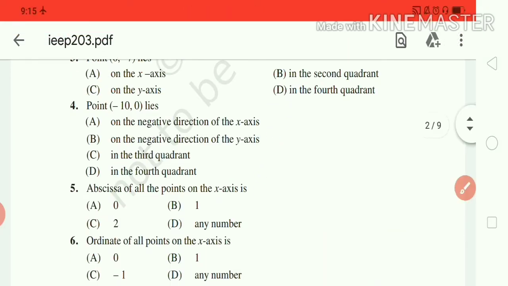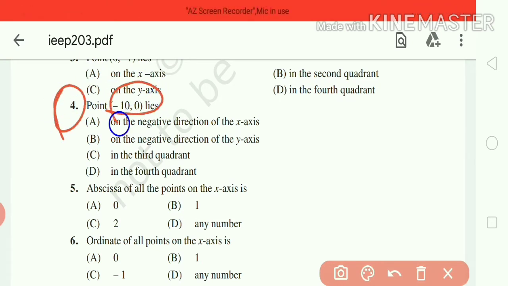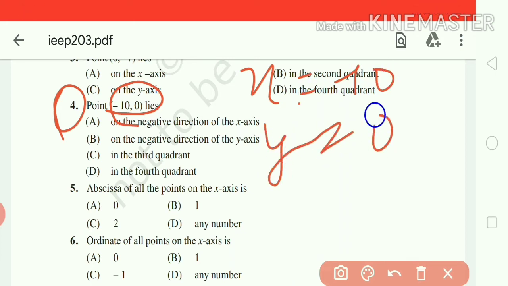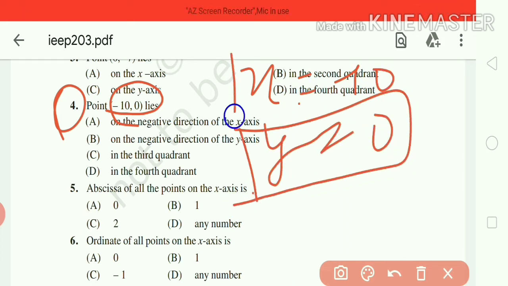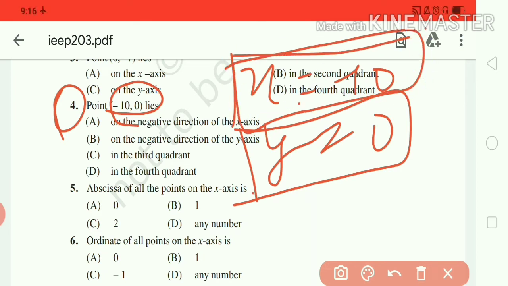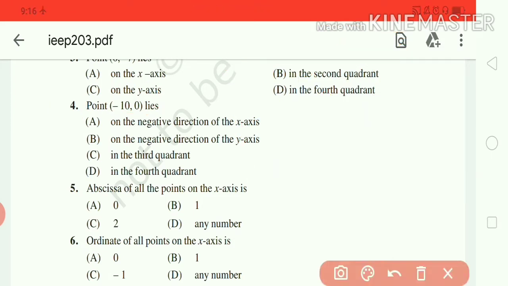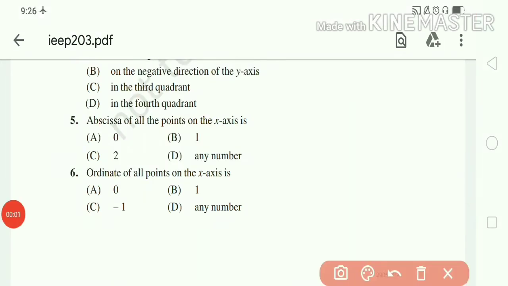Now come to question number 4. The point (-10, 0) lies in. You know that here x is -10 and y is 0. If the ordinate is given as 0, it means your point lies on the x axis, right? So it lies on the x axis. It is -10, so it lies on the negative side of the x axis. The x axis is also called the real axis. Sometimes it is also written that the point lies on the real axis on the negative side. So let us check which option is showing this one, the negative direction of the x axis, right?